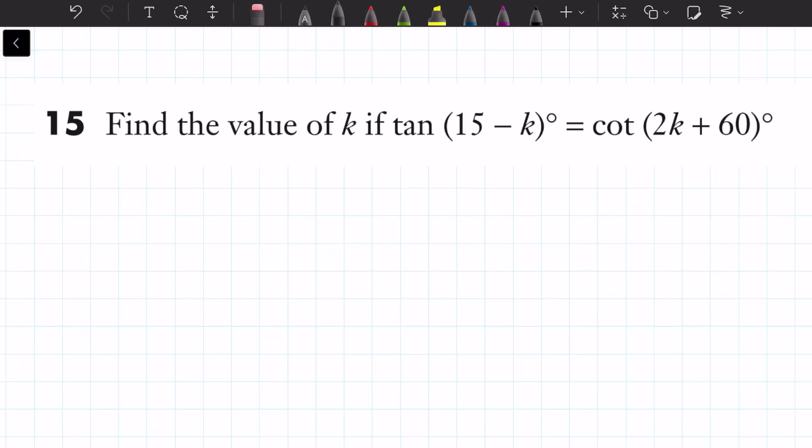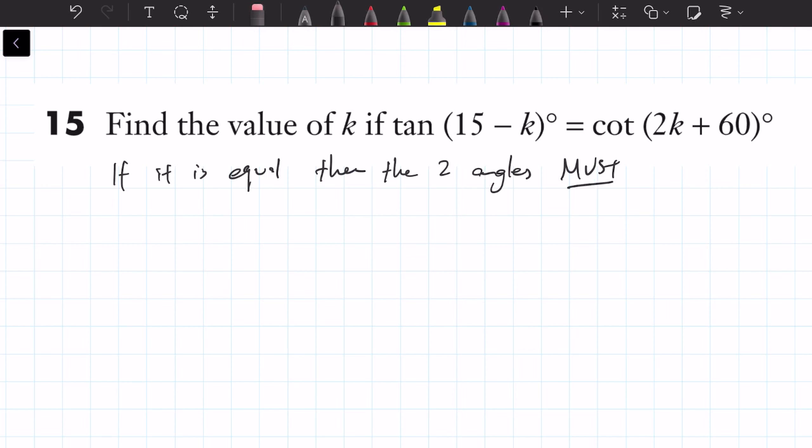So we've got this relationship with tan, or equation. We want to solve for k with tan and cot. Because tan and cot are complements of each other, if this relationship holds, then the two angles have to be complementary. They must add to 90. That's the only way this could be true. For example, tan 40 is equal to cot of 50, or tan 50 is equal to cot of 40.